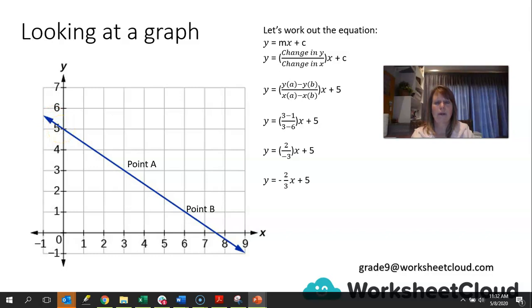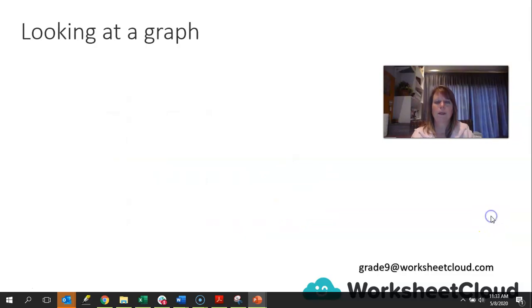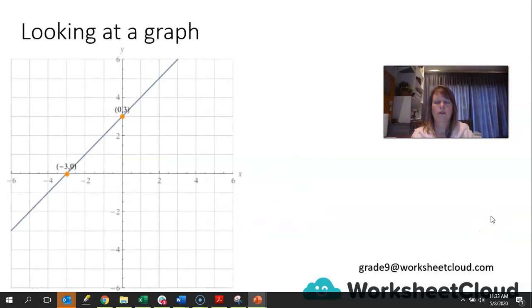Right? Everybody happy so far? It's getting a little bit easier actually to work it out this way. I definitely think so. Okay, so as you can see, there's the negative gradient, there's the y-intercept. All right, let's look at another graph.